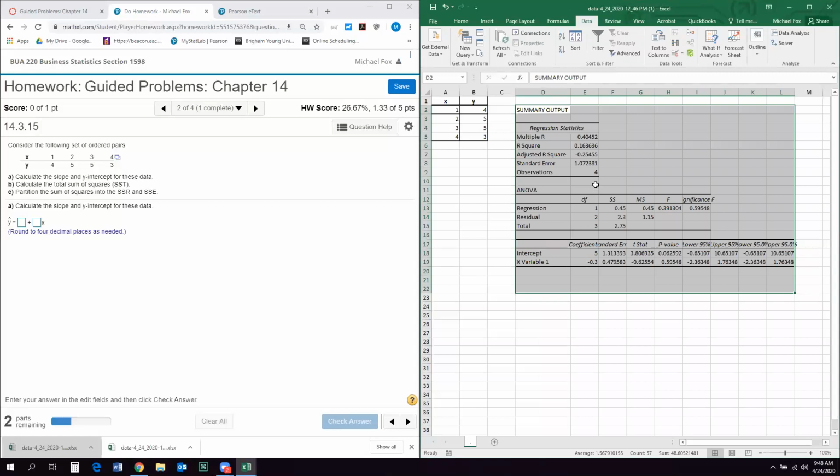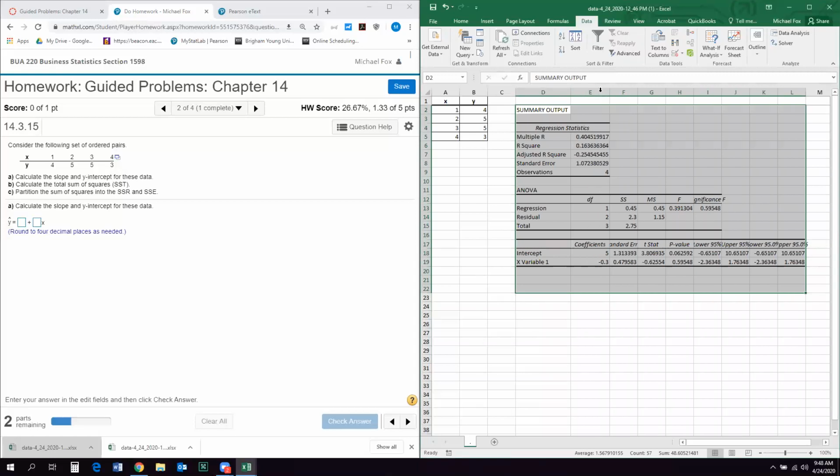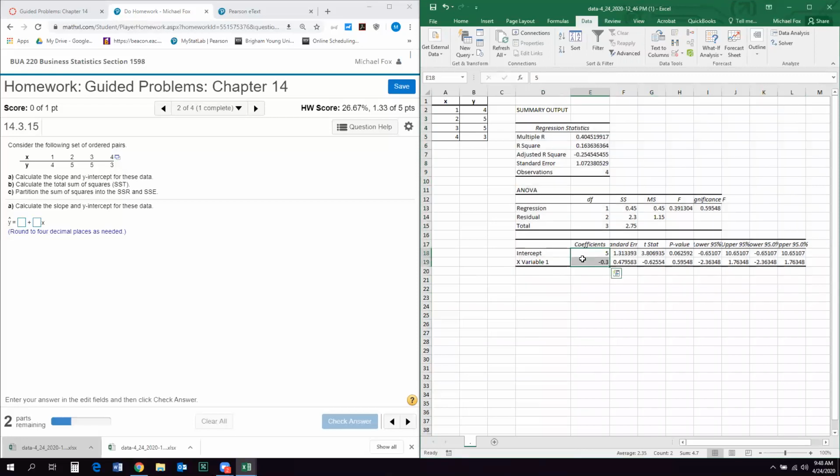And so what's cool about this is once you understand what you're looking for, it does all this work for you. So it gives you right here under the coefficients, your intercept and your X variable. And so the intercept, if you remember when you were in high school or probably even middle school, or maybe even grade school, they taught you the formula for a straight line, y equals mx plus b, where m is the slope and b is the y-intercept. Remember that back in the day?